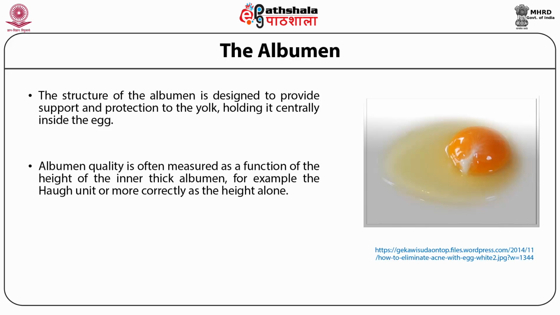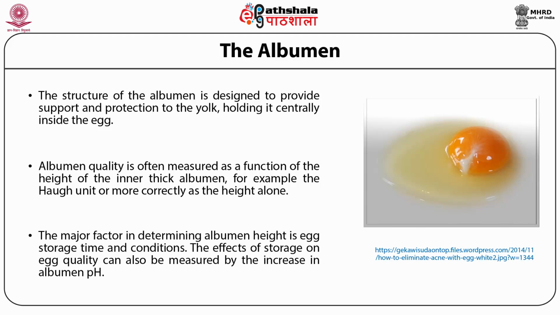Albumin quality is often measured as a function of the height of the inner thick albumin. For example, the Haugh unit, or more simply, the height alone. The major factor in determining albumin height is egg storage time and conditions. The effects of storage on egg quality can also be measured by the increase in albumin pH.